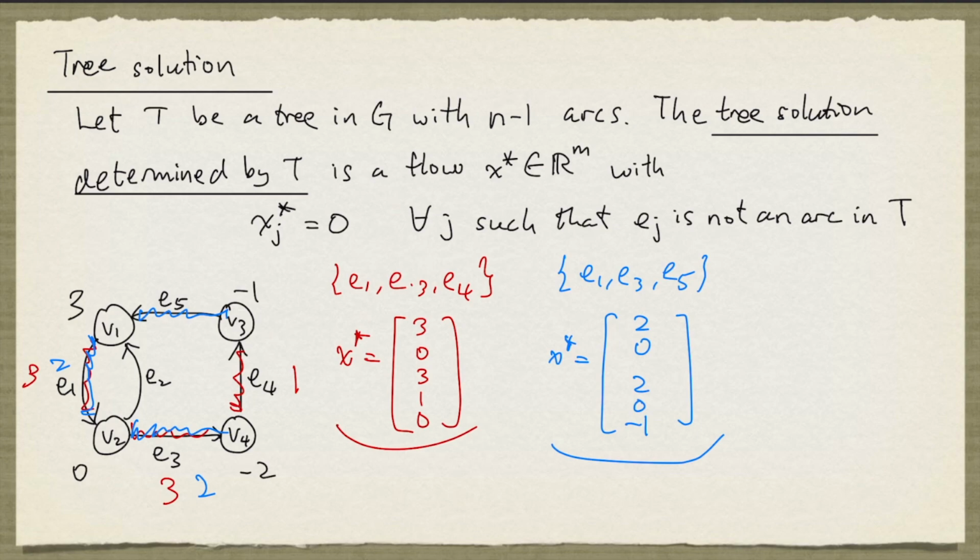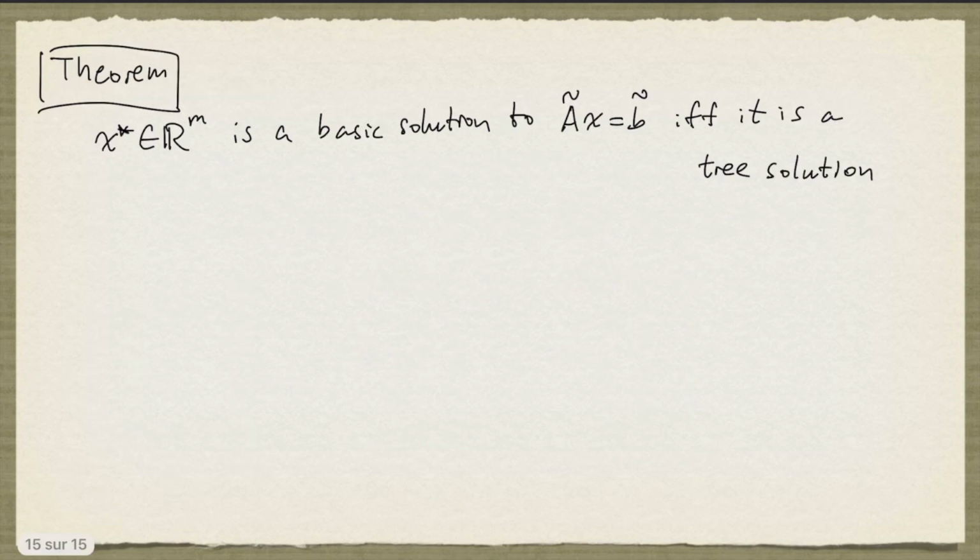Why are we interested in tree solutions? It's because of the following. X star is a basic solution to A tilde X equals B tilde if and only if it is a tree solution. And so basic solutions and basic feasible solutions correspond precisely to tree solutions and feasible tree solutions. And when we look at the network simplex method, instead of working with basic solutions, we'll be working with tree solutions. And this is where the simplification comes in.